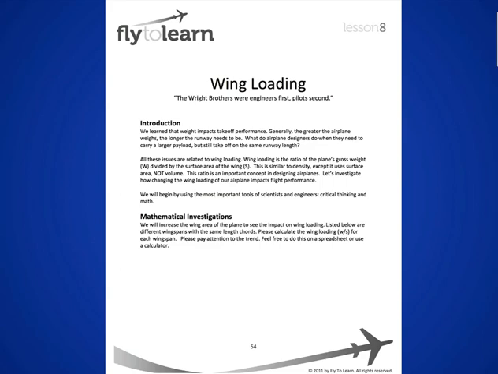The next lesson is wing loading, and really we're just going to say it's the plane's gross weight divided by the surface area of the wing. This is a very similar class format because they've been talking about weight, so they can go through it pretty well. Lesson 7 takes a period. This one will take a period because they're going to change the airplanes and fly them. Again, we begin by using the most important tools of scientists and engineers, critical thinking and math. And we have them calculate the wing loading.